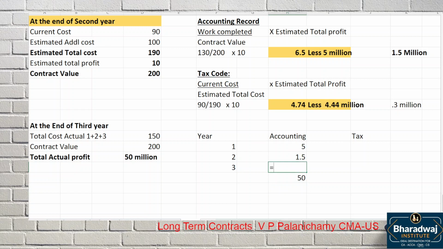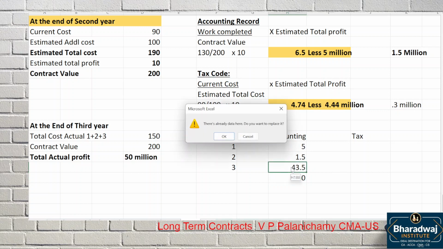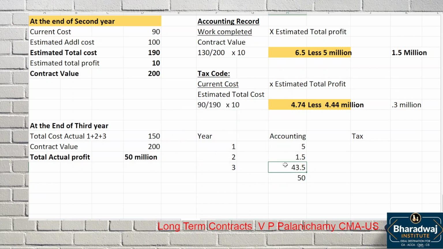Balance 43.5 million will be recognized in which year? Third year. For tax purpose, the total will be the same, 50 million.